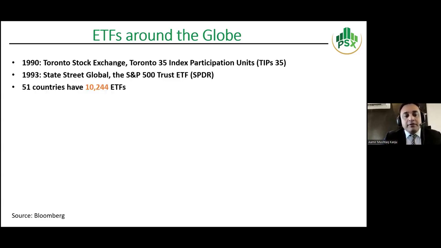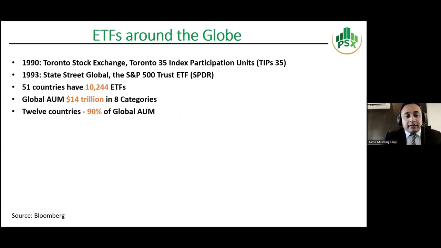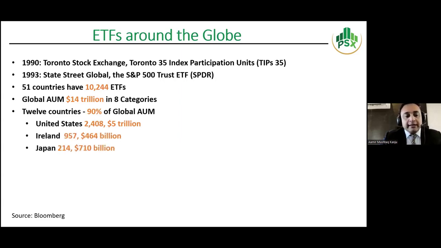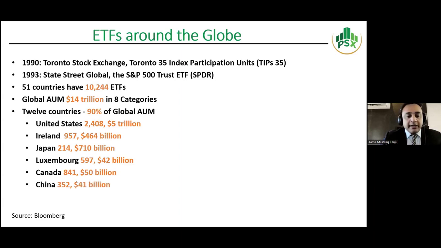As of now, there are almost 51 countries that are offering ETFs, and in total, there are more than 10,000 ETFs in the global market. In terms of assets under management, as of the 2024 forecast, it is estimated to be around 14 trillion US dollars among 8 different categories of ETFs. Out of that 14 trillion, around 90% of the global ETF assets under management belongs to the United States, Ireland, Japan, Luxembourg, Canada, and China. These are the major international markets where demand for ETFs is very popular.